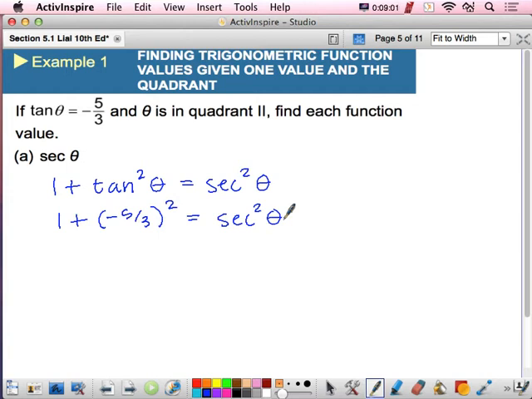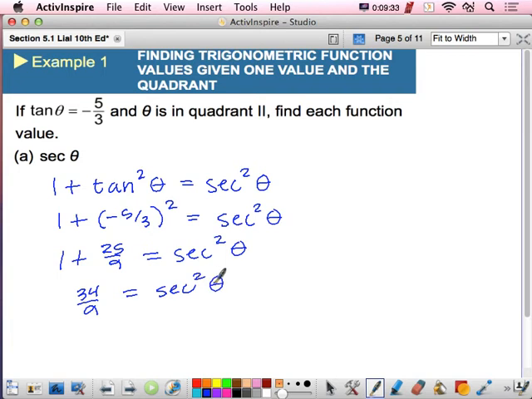Then you just perform the computations. If you square that, we have 1 plus 25 over 9 has to equal secant squared. And 1 plus 25 over 9 is 34 over 9. You should be able to do that right now. Do y'all know how to add 1 to something? Yeah, add the bottom to the top. Works every time. If you want to add 1 to a fraction, you add the bottom to the top. 25 plus 9 is 34, and you keep the bottom.